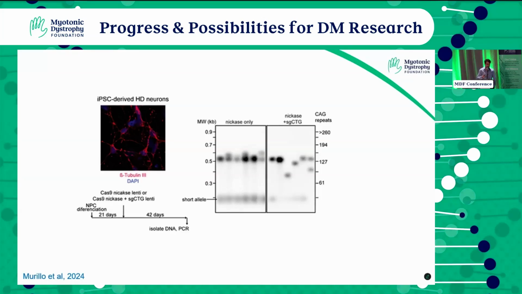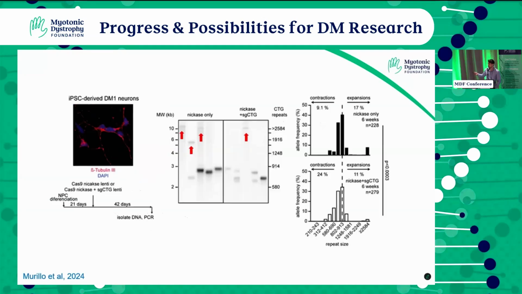So at this point, I'm thinking, okay, we have contraction in HD astrocytes, HD neurons, and we have a guide that targets the CAG repeats directly. That means that it should work for other genomic loci, right? So we are thinking, let's try another one. So we tried in DM1 neurons, and again, we managed to see contractions: for the nickase treated only, 9.1% of contraction, and 24% of contraction for the nickase plus the guide, meaning that we do contract a different genomic locus using the same guide RNA and the same nickase.